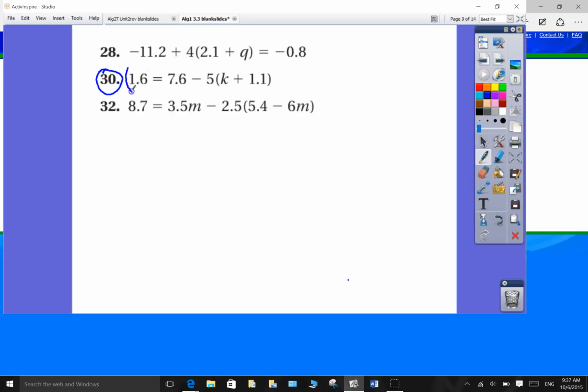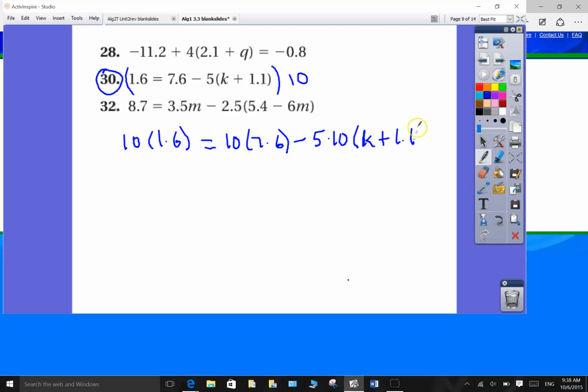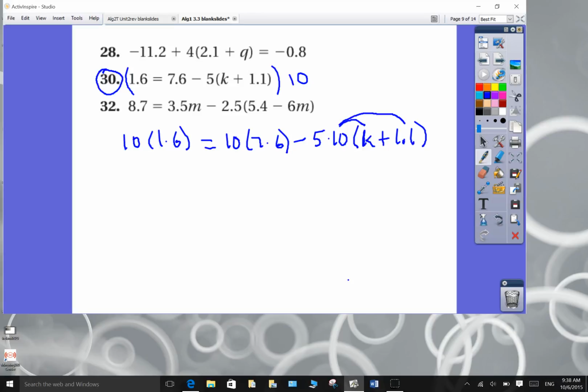Okay, if I multiply everything on this line times 10, now I'm going to get 10 times 1.6 equals 10 times 7.6 minus 5 times 10 times k plus 1.1. Now I put that 10 there. It doesn't matter if I put it on the outside or on the inside. But ultimately the decimal point that I'm trying to move over is inside. So I'm going to distribute the 10.